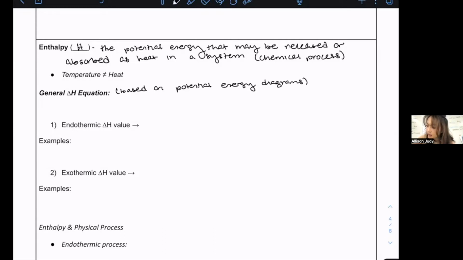The potential energy of the products minus the potential energy of the reactants is equal to our overall enthalpy of the reaction, right? That's kind of what I introduced in class. Now, again, I'm filming this a little bit early, so maybe it looks slightly different, but overall same concept, right?